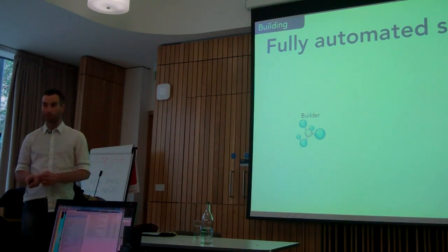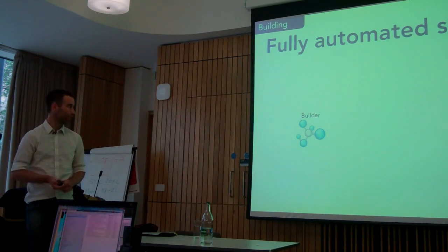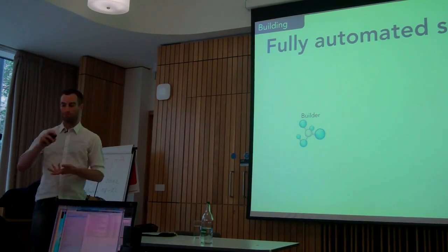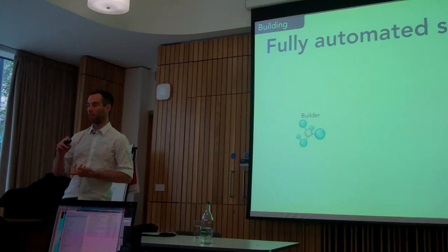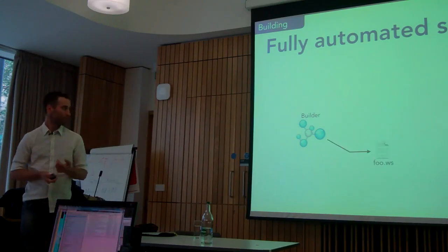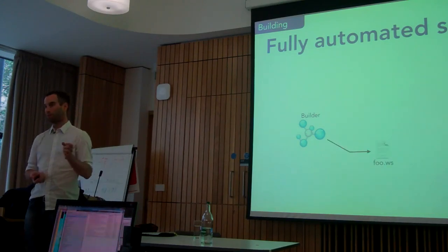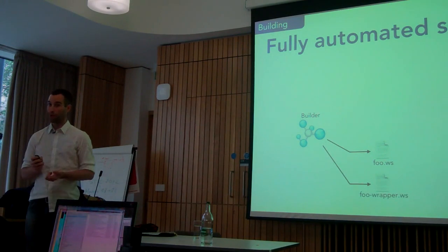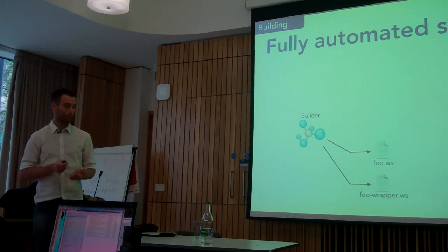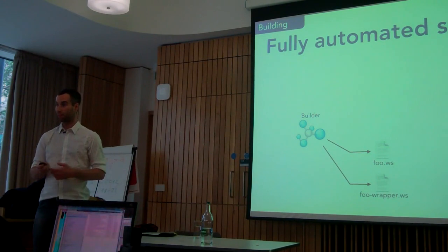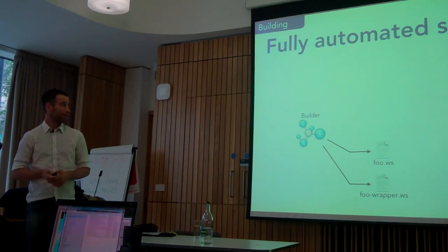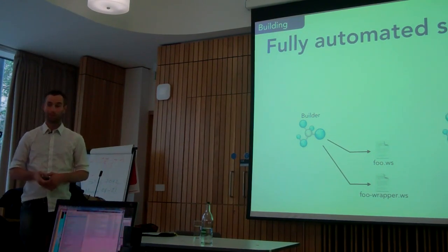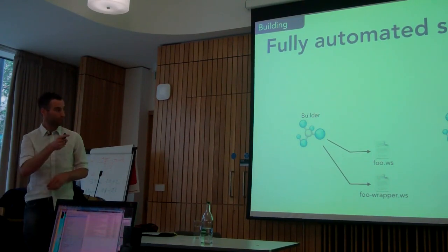So we have a builder image in Smalltalk, and we write a method for each build step. When it gets triggered, it writes that method out as a script. It also writes out a wrapper script, and the wrapper script does a whole bunch of catching errors and that kind of thing. We then take Jenkins, which is the automation server we're using. I'll talk a little bit more about that later.